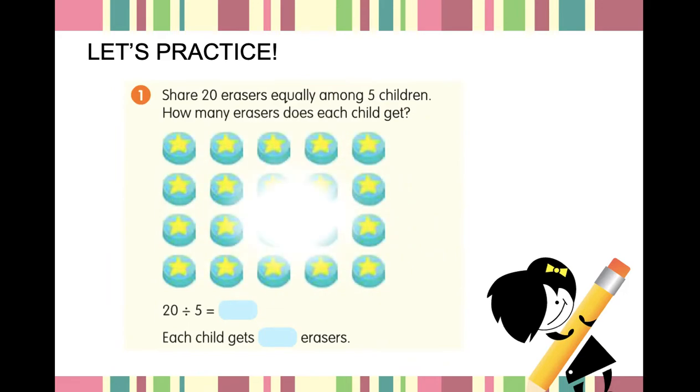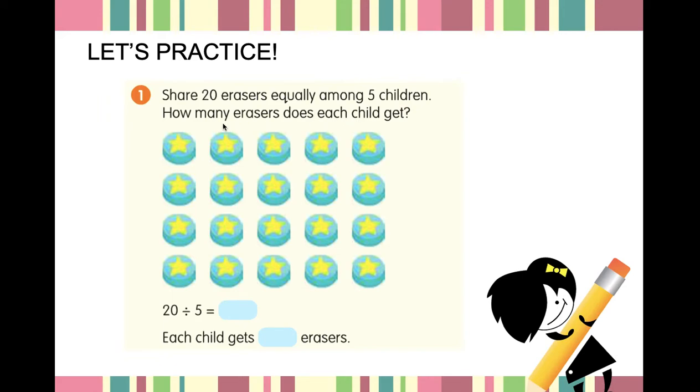Now let's practice. I want you to work on this. So there are 20 erasers, like 1, 2, 3, 4, 5, 6, 7, 8, 9, 10, 11, 12, 13, 14, 15, 16, 17, 18, 19, 20. There are 20 erasers and they are equally distributed among 5 children. How many erasers does each child get?